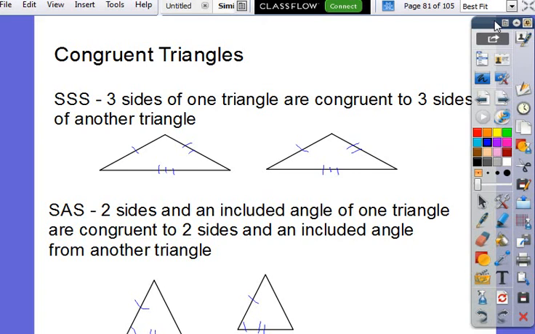Side, side, side is very simple. Three sides of one have to match three sides of the other. Does it say anything about any angles in that one? So then I'm not looking at any angles if I'm talking about side, side, side.